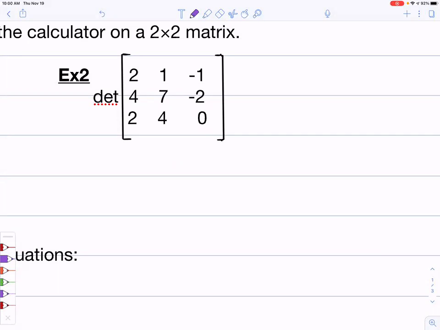For the record, you can only find the determinant of a square matrix. You can't find the determinant of any matrix except a square matrix. That's the only kind, okay? And then push enter.